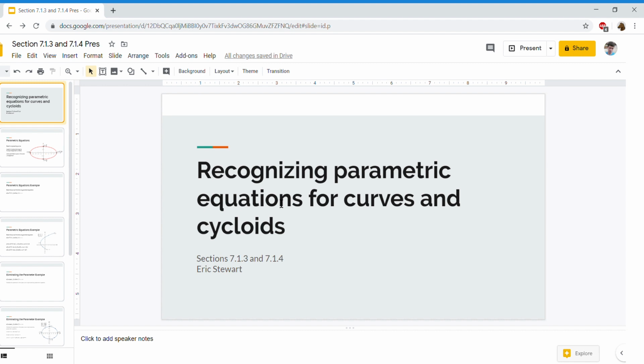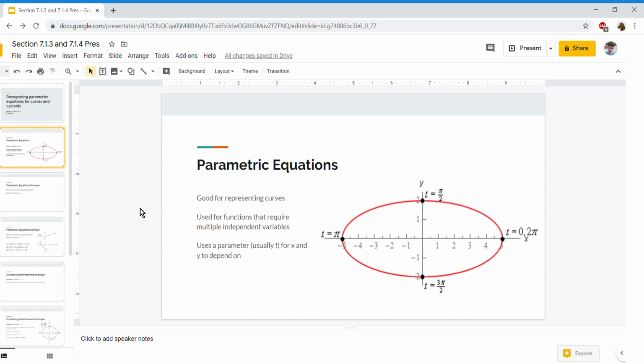So I'm going to be talking to you a little bit today about parametric equations and how they relate to curves and cycloids. So this is sections 7.1.3 and 7.1.4 from the calculus textbook. So parametric equations are very useful for representing curves.